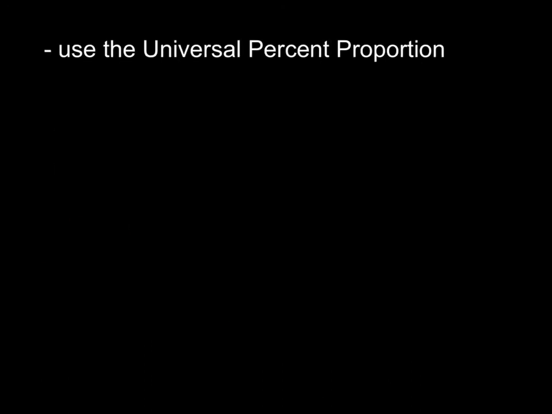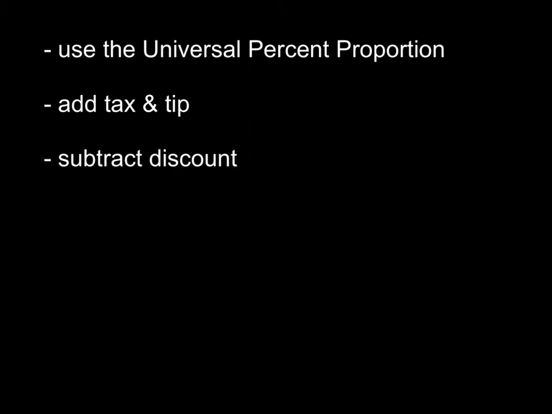So to wrap it all up, we can solve all of these problems by using the universal percent proportion. When we're doing tax and tip problems, we'll find the tax and tip amount and then add them to our total bill. And when we're doing discount problems, we will subtract.